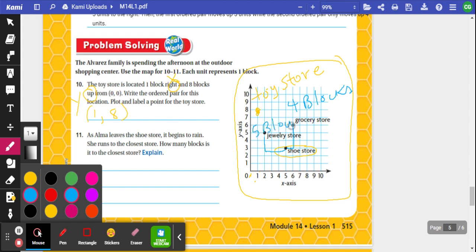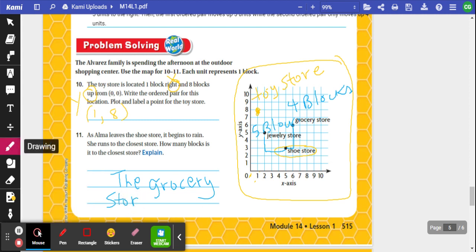So which is the closest one? That's absolutely right. How many blocks is closest? It's going to be the grocery store. It's the closest, only 4 blocks away.